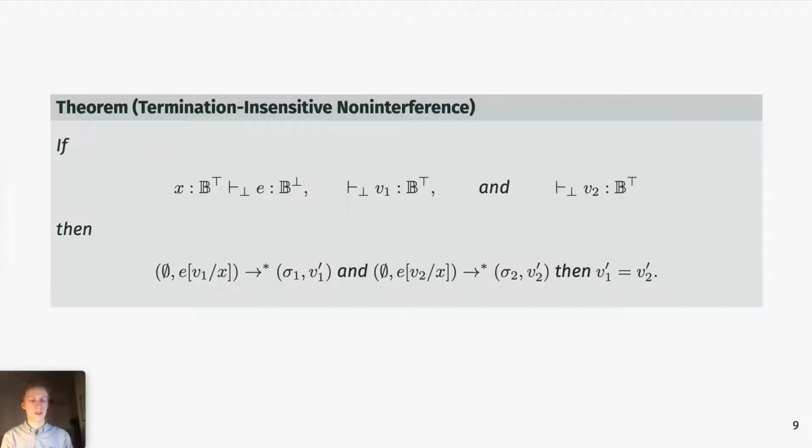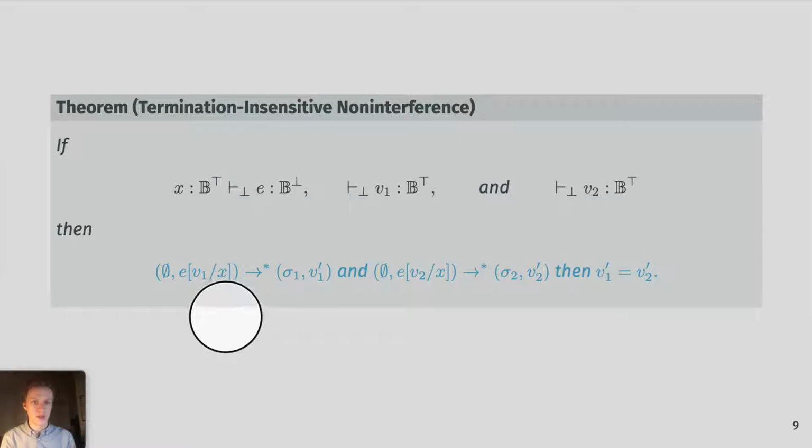Now, this soundness theorem that we claim and prove holds for this type system looks as follows. It says that given an expression that is typed as a public Boolean in a context where x is a high Boolean, then given two different secrets, v1 and v2, if you are either substituting v1 for x or v2 for x, then the resulting values of evaluating these two expressions will be the same.